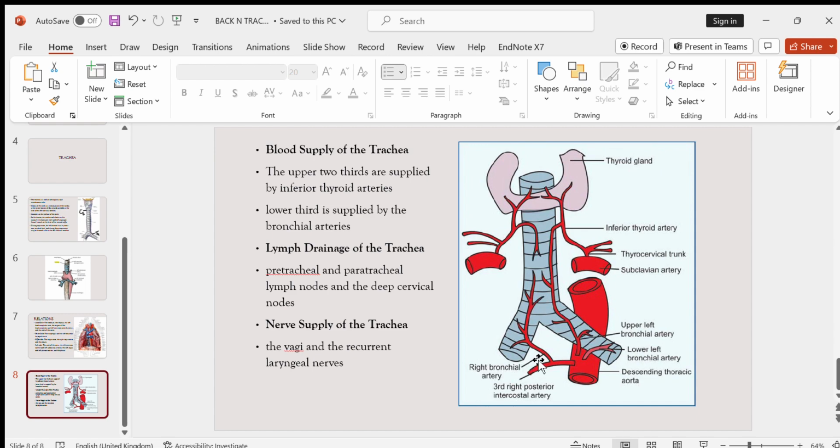The lymphatics of the trachea drain into the pretracheal and paratracheal lymph nodes, and the nerve supply of trachea is through the two vagi and the recurrent laryngeal nerves. That's all for trachea.